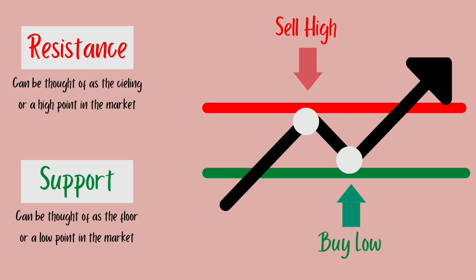Resistance can be thought of as a ceiling or high point in the market that price has struggled to break above, while support can be thought of as the floor or low point in the market that price has struggled to break below. In terms of supply and demand, resistance is the price level at which supply is strong enough to entice sellers, while support is the price level at which demand is strong enough to attract buyers. The goal is to buy an asset when the monetary value is low so that you can sell it for a profit when the monetary value increases.